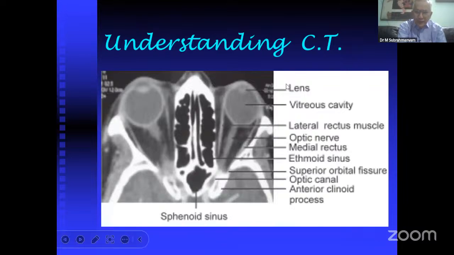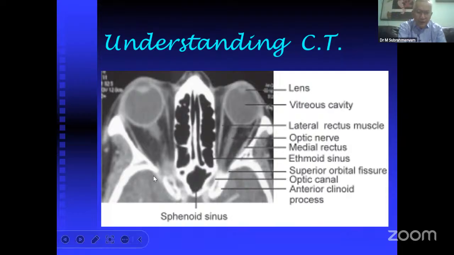Here, what are you seeing? This is the lens, the vitreous cavity. Then you have the optic nerve, medial rectus, lateral rectus, and then this is the medial wall. This is the ethmoidal sinuses, anterior and posterior ethmoidal sinuses, sphenoid sinus. This is the optic canal, and this is the superior orbital fissure.